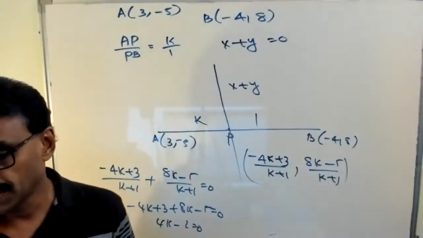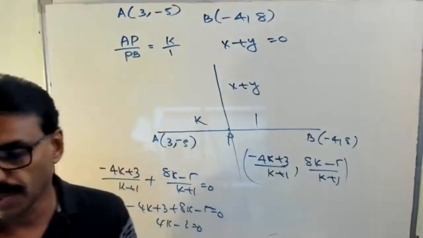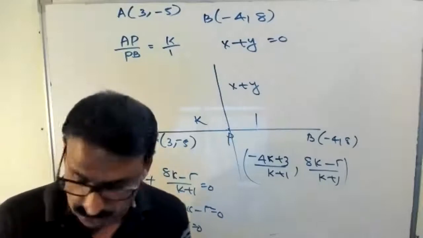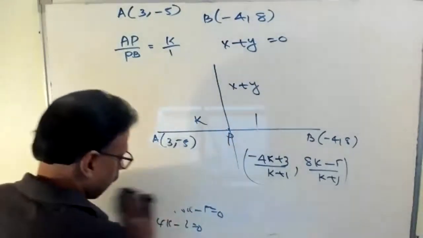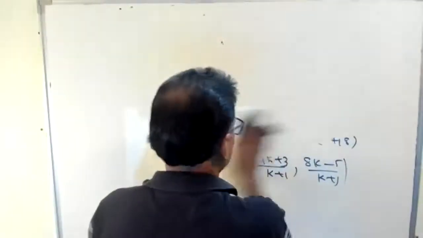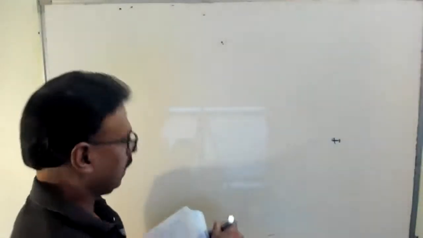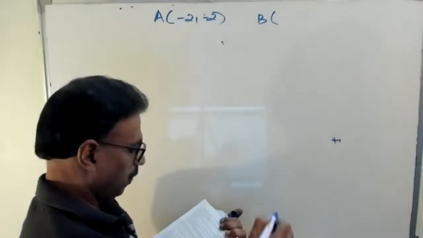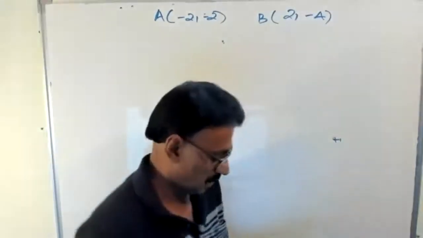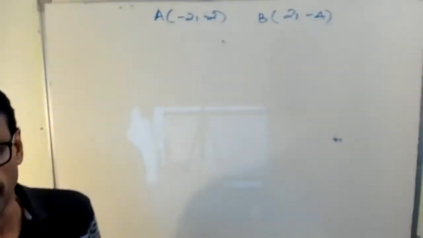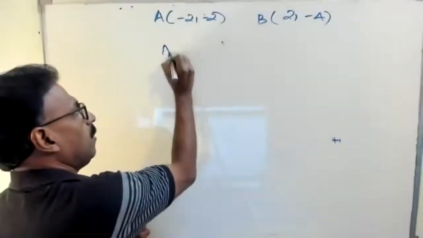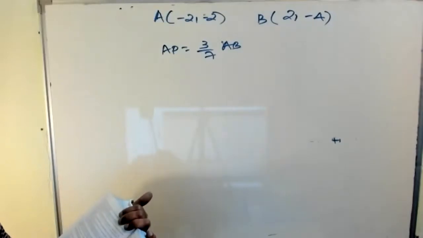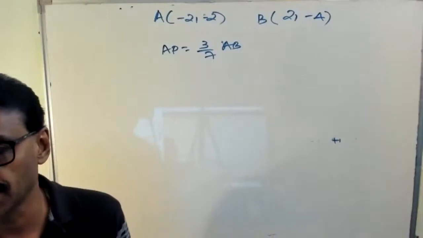If A and B are two points having coordinates A (-2, -2) and B (2, -4), find the coordinates of P such that AP equal to 3 by 7 AB.